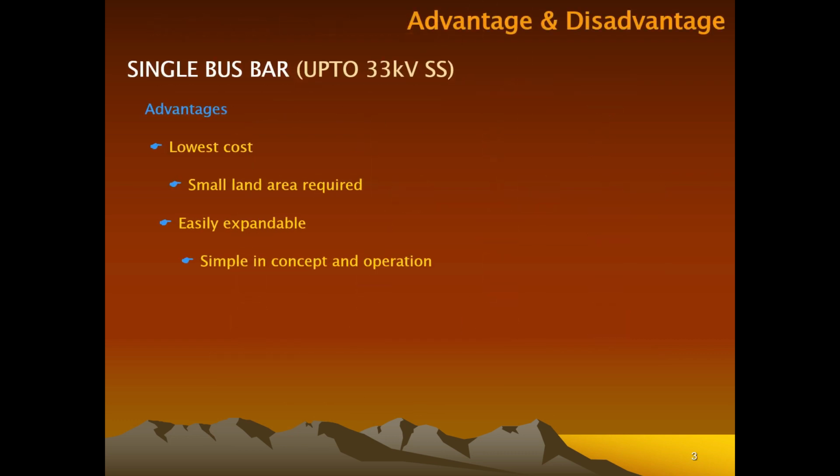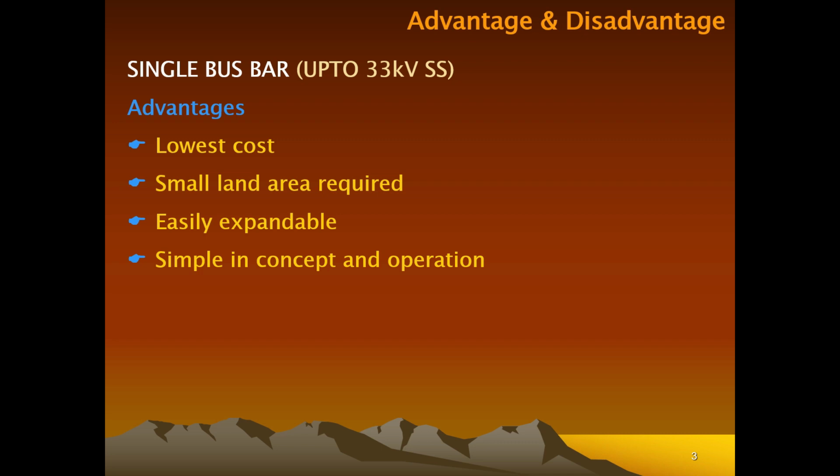Now, generally this single bus bar scheme is used up to 33 kV in India, or in some cases even 66 kV they are also using. But this is an example for the Indian grid. In other countries, this depends upon their regulations and their requirements.